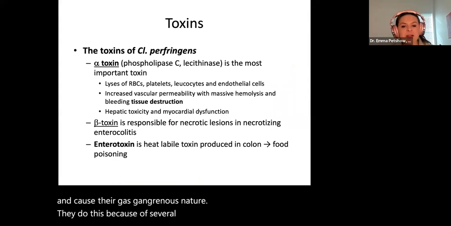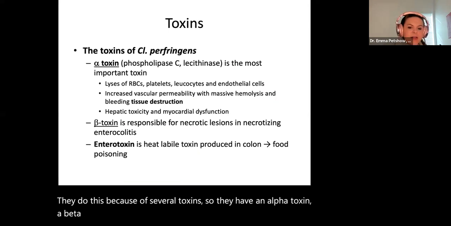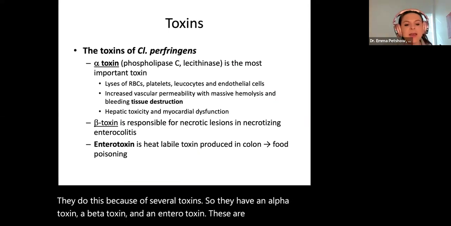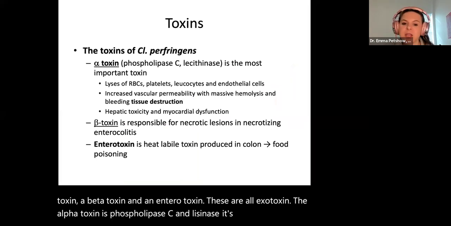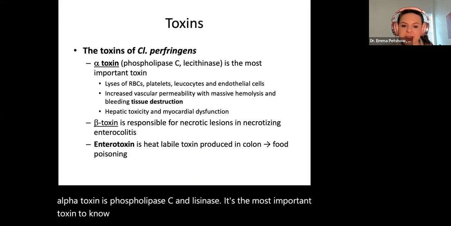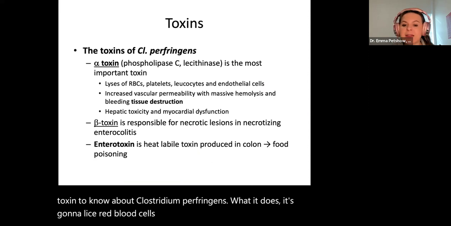So they have an alpha toxin, a beta toxin, and an enterotoxin. These are all exotoxins. The alpha toxin is phospholipase C and lecithinase. It's the most important toxin to know about Clostridium perfringens. What it does, it's going to lyse red blood cells, platelets, leukocytes, and endothelial cells.